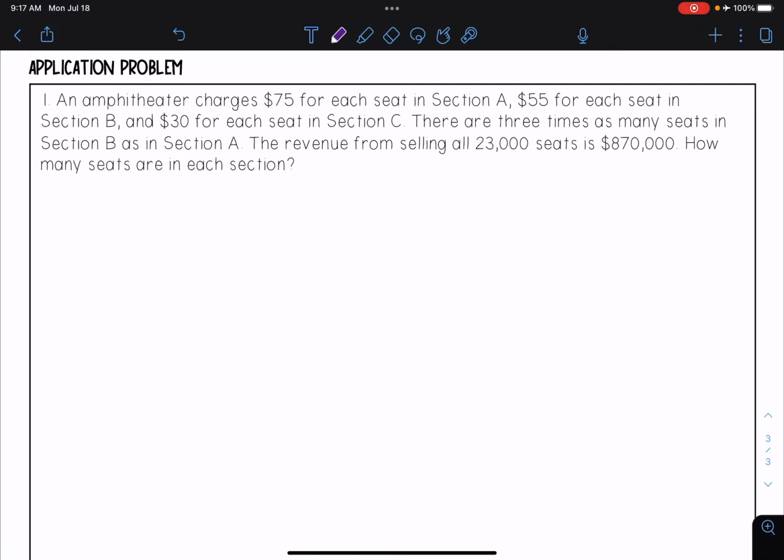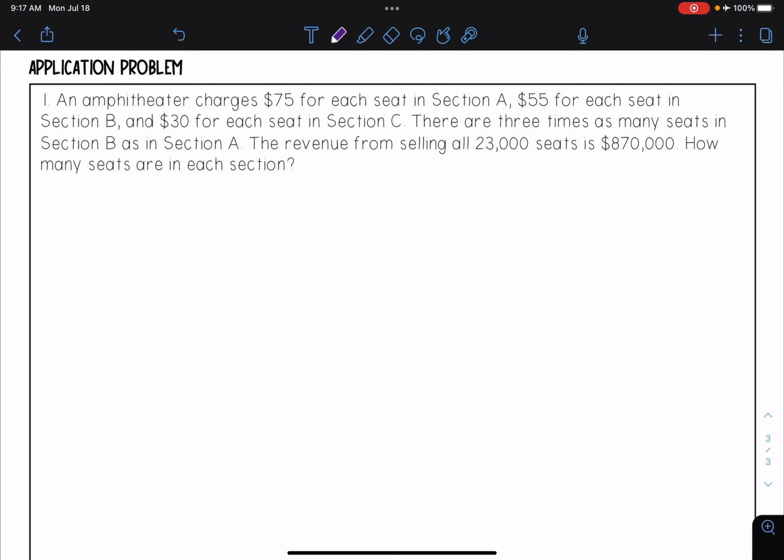For this video, we're going to be looking at solving an application problem with these three variable linear systems. To solve this, we're going to solve it just like what we did with our systems with two variables, where we're going to identify what the variables are, look at totals, and create equations, and then solve from there.